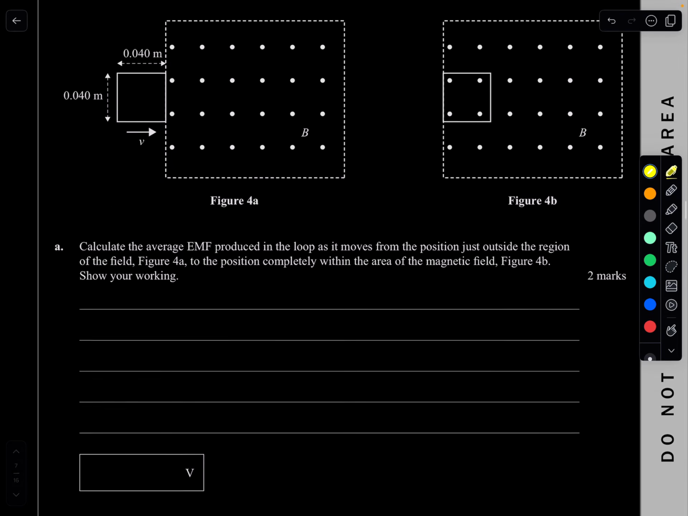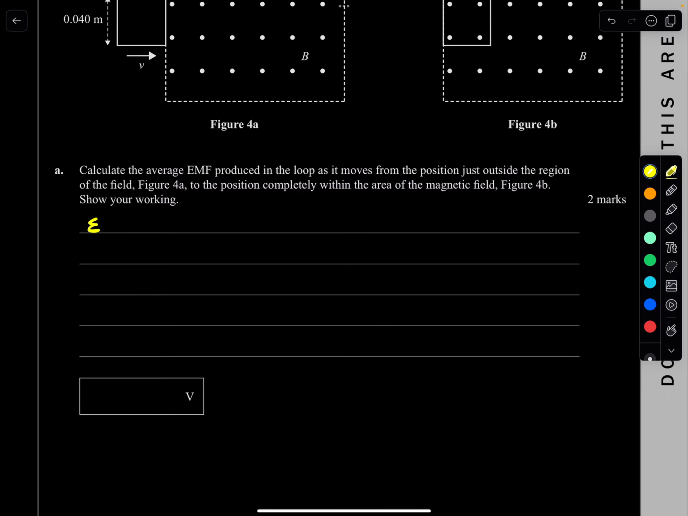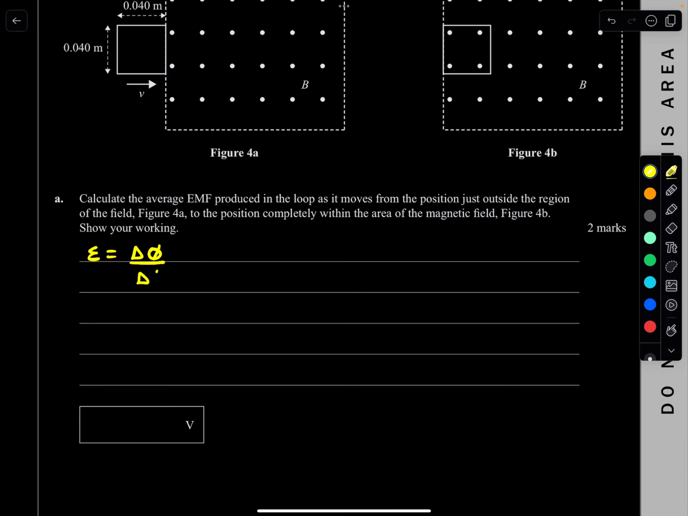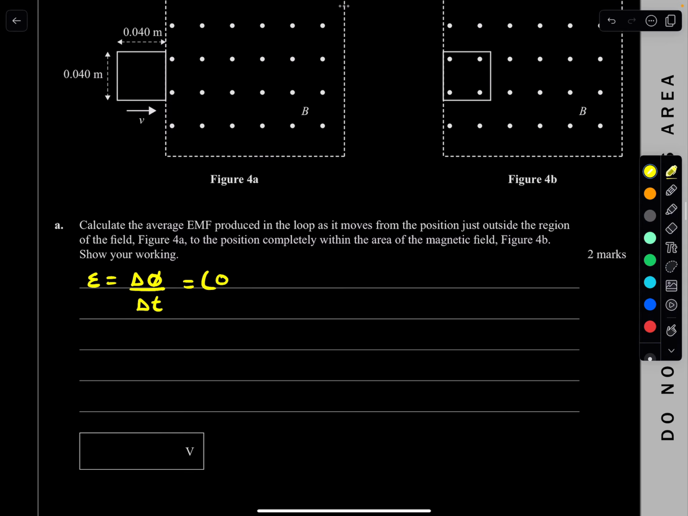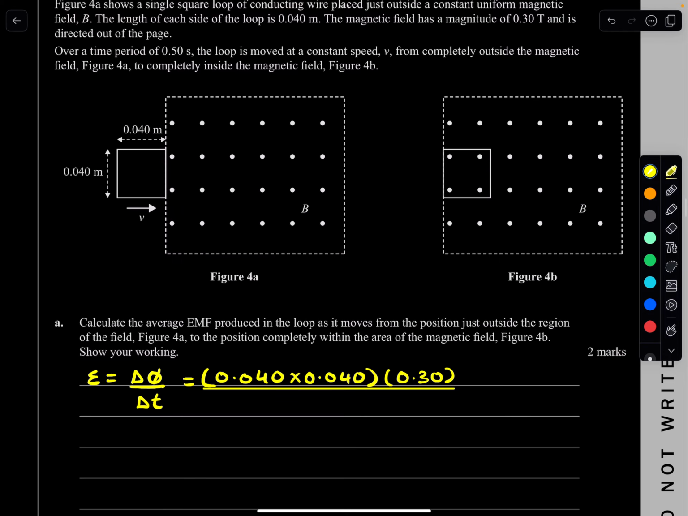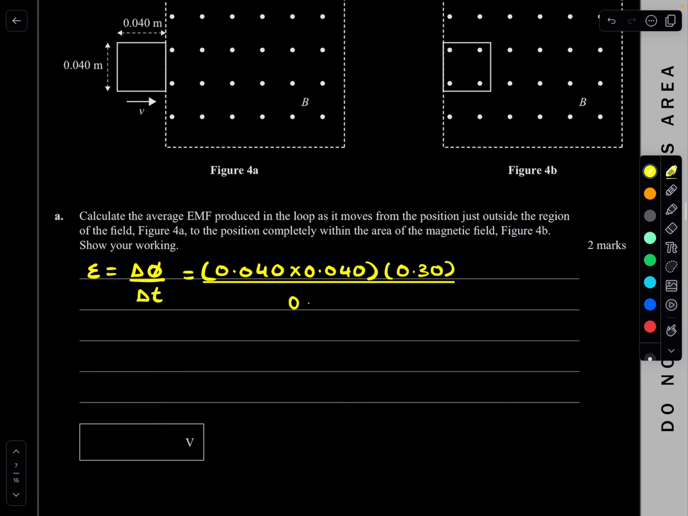Show working out. Easy! So we know that for EMF to be produced, what do we know? It's number of turns. In this case, it's just one loop, so we don't need that. So it's just change in flux over time. What's our change in flux? We know change in flux is our area. What's our area? It's 0.040 times 0.040. That's our area times your magnetic field, which is 0.3, over your time. And how long does it take to go there? They told us 0.5 for your time period.